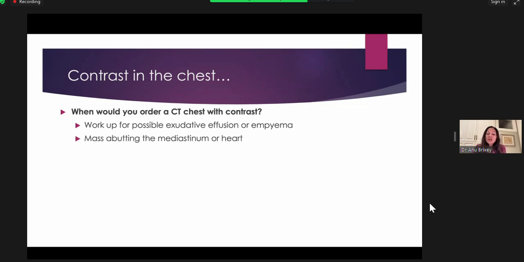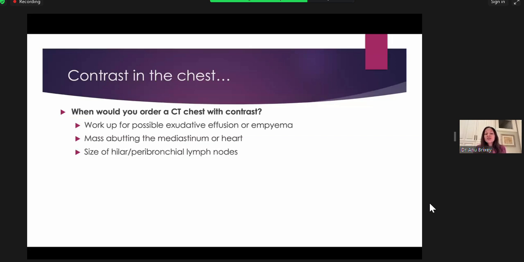Another situation in which contrast can be helpful is when you have a mass, like that case I just showed you. If that was abutting the mediastinum or the heart, it can be very helpful to give contrast. Without contrast, you'll still be able to see the mass in the lung parenchyma, but you may not be able to accurately measure it, or tell whether it's invading through the mediastinum into the heart or into the pericardium. Having that contrast can really help you sharply delineate the margins of the mass, and to better evaluate invasion into structures like the mediastinum or even into the pulmonary arteries or pulmonary veins.